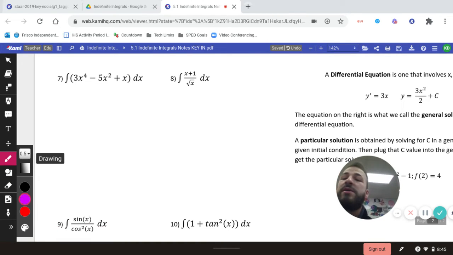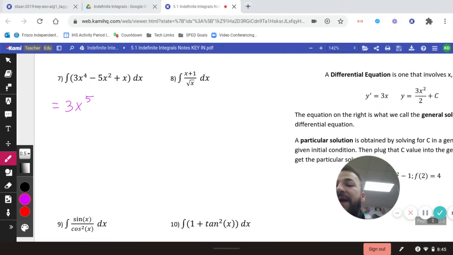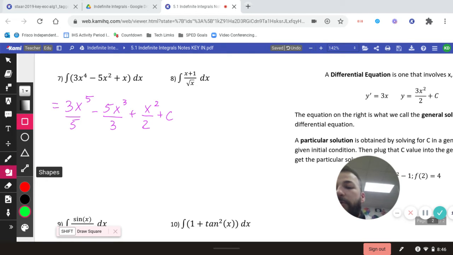So these are all power rules, constant multiplied, sum and difference. So we're going to ignore the constants being multiplied in the front. We're going to leave the signs the same, and I'm just going to deal with my reverse power rule. So this is equal to 3 x to the fifth over 5 minus 5 x cubed over 3 plus x squared over 2 plus c. And I went a little over on my room, but that's okay.